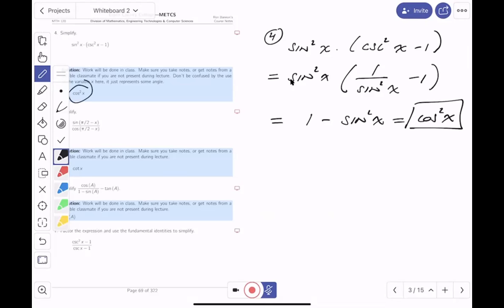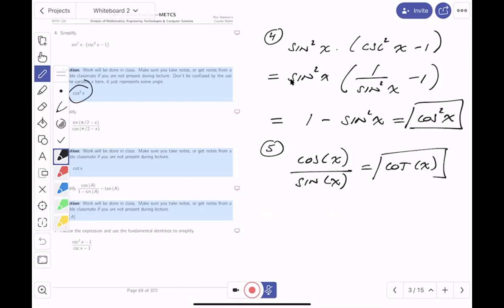This is going to be number 5 now. Number 5 is a cofunction identity. The sine of pi over 2 minus x is actually the cosine of x, and the cosine of pi over 2 minus x is actually the sine of x. You should recognize that cosine over sine is the cotangent of x. That's the simplest way I could write that one down. Of course, that answer is listed for you.